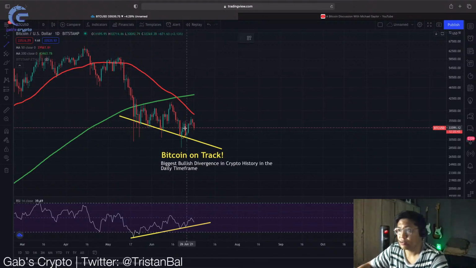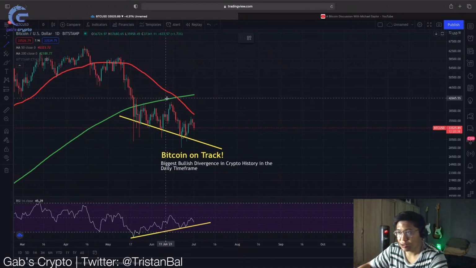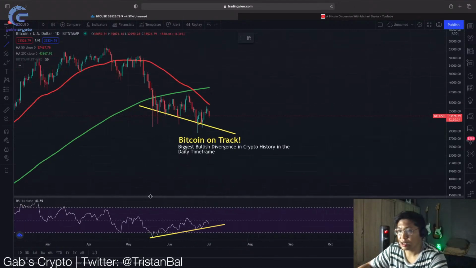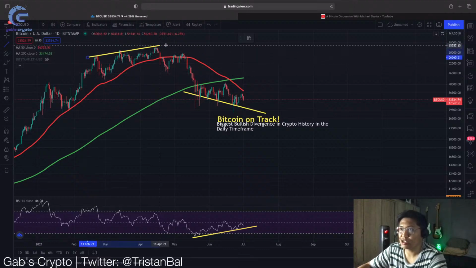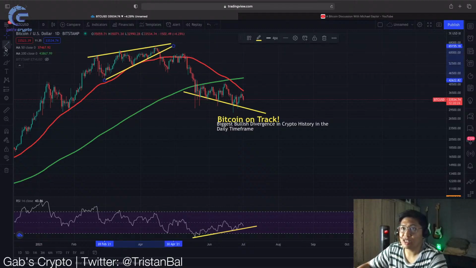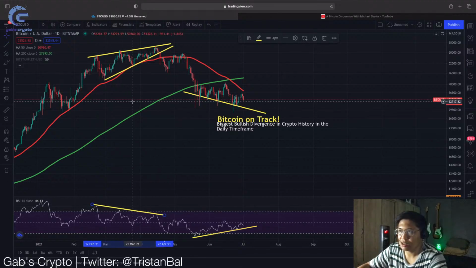However, may nakita din tayo isa pang pattern dito guys sa daily time frame. So, let's look at this. If you're going to look further, natandaan nyo to guys na nagkaroon tayo dito ng rising wedge. So, ayun o, rising wedge. And then, at the same time, during that rising wedge, meron din tayong bearish divergence. So, hence, nagkaroon tayo ng trend reversal to the downside.